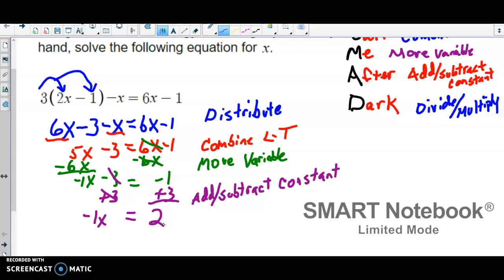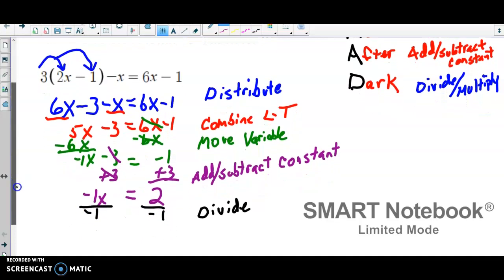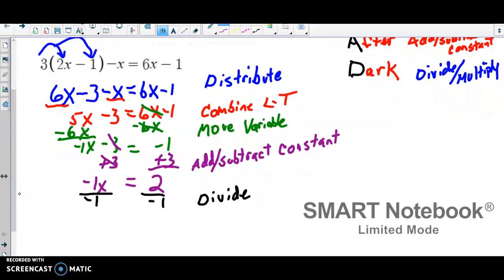Now I'm on my last step, which is divide or multiply. In this case, I'm dividing. So I'm going to divide the negative 1, divide the negative 1, and I get x is equal to negative 2.